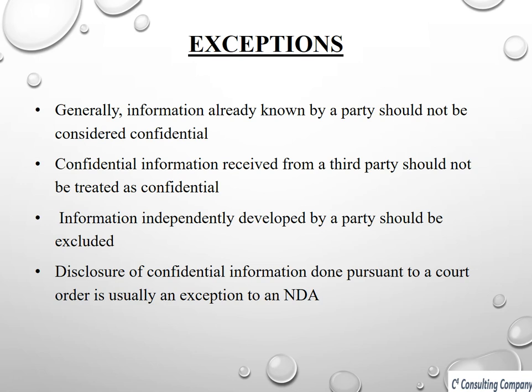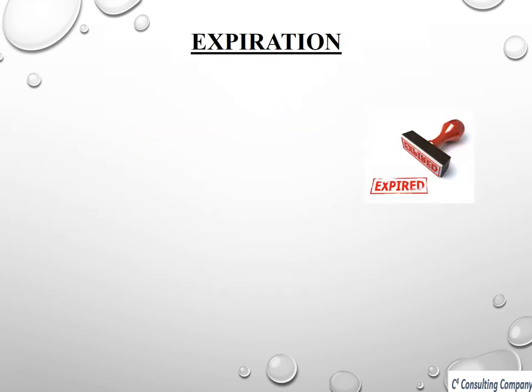In addition, independently developed information by one party should be excluded from the non-disclosure agreement. And of course, disclosures of confidential information that are made, let's just say, to the FBI, because that's topical today, disclosures of confidential information to the FBI pursuant to a court order would be an exception to the obligation of the party with the confidential information about not disclosing it to anybody else. Obviously, the companies need to obey the law even though they have signed a non-disclosure agreement.